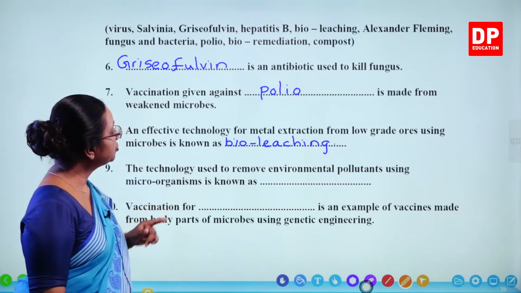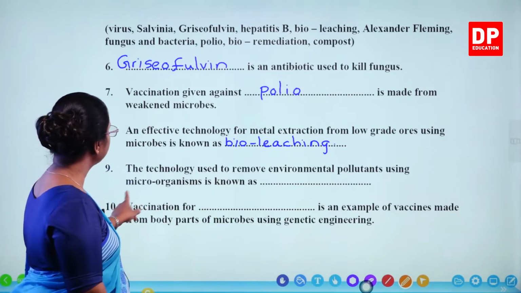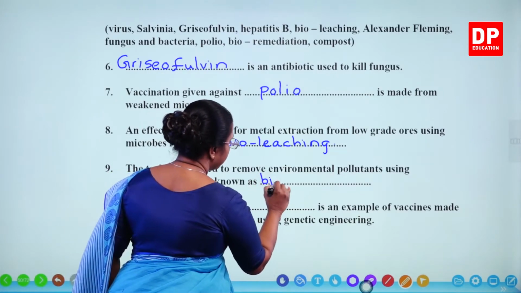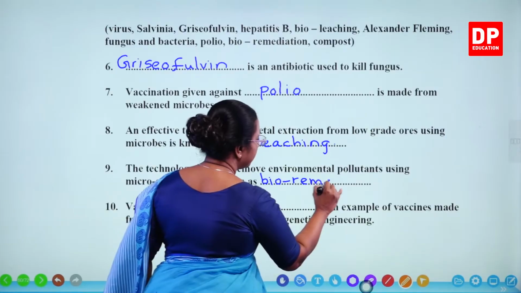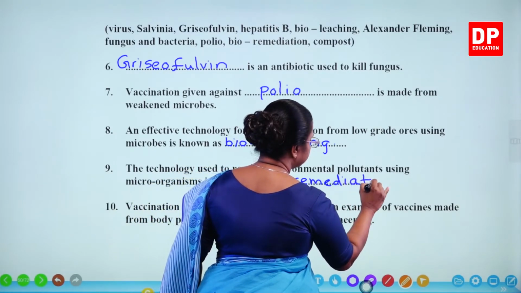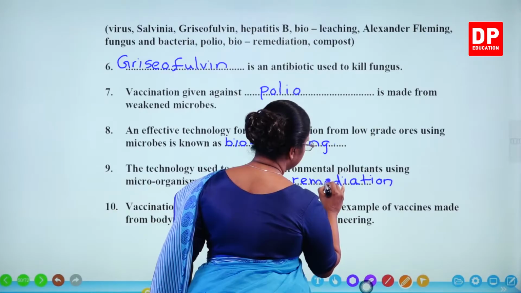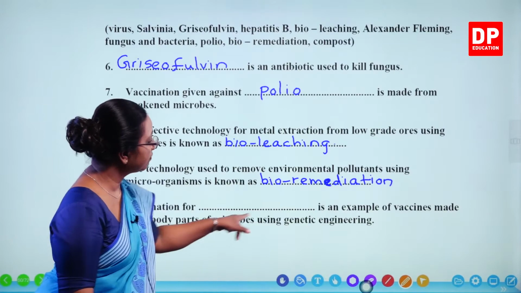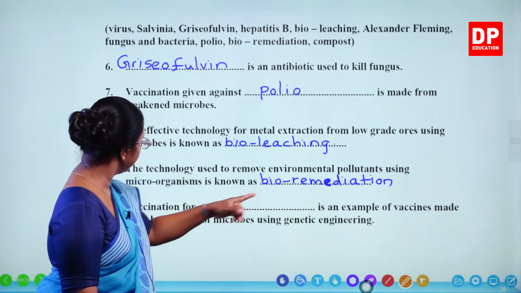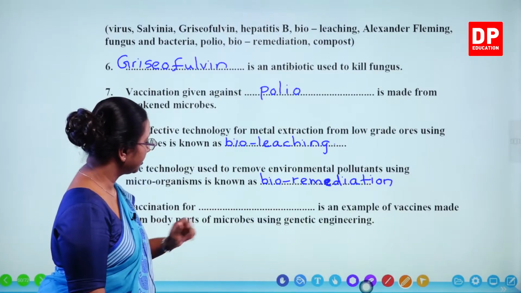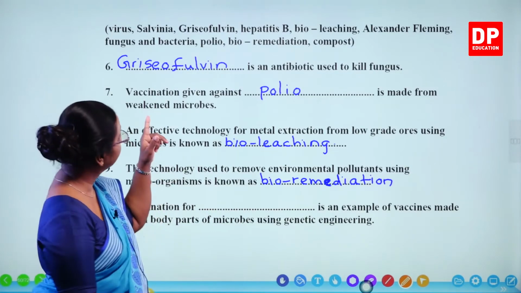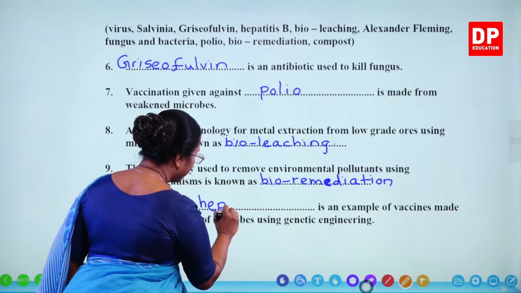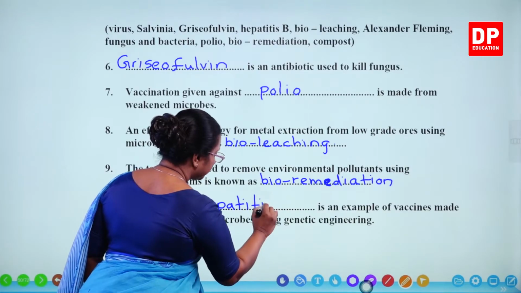The technology used to remove environmental pollutants using microorganisms is known as, that is bioremediation. Then the last one, vaccination for blank is an example of vaccines made from body parts of microbes using genetic engineering. What is that? Hepatitis B.